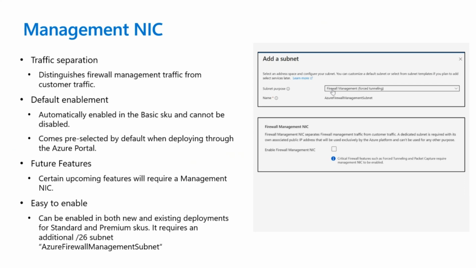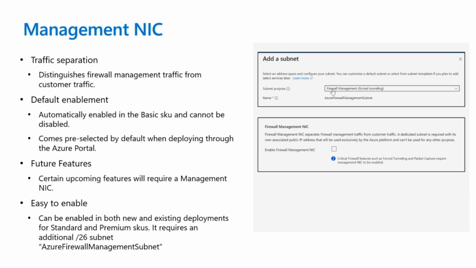But the point is that for some specific features in the future, Azure Firewall might require the use of the management NIC. So instead of calling this force tunneling, we are calling it specifically management NIC, not only for future feature releases, but also if you think about the Basic SKU, right? The Basic SKU is by default deployed using the management NIC. It doesn't give you the option to deploy without the management NIC.